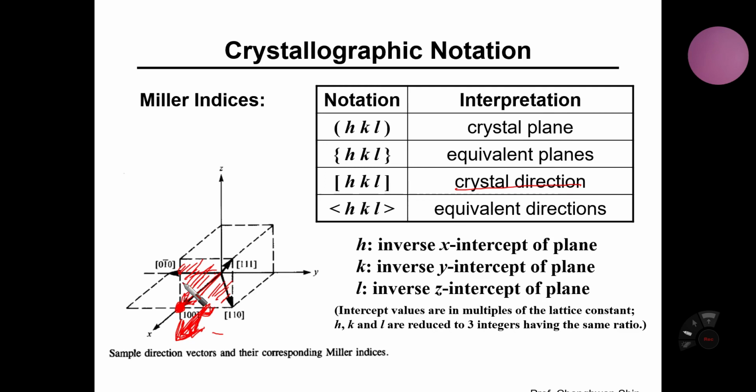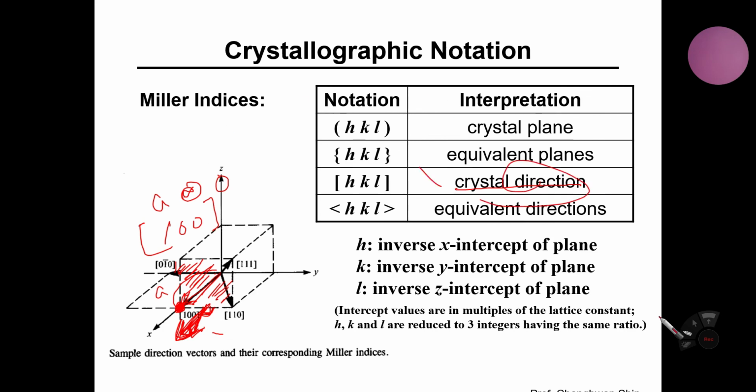So in this case, this distance is a, right? And the yz direction is running in parallel to this vector. So a, 0, 0. Okay, and take the simplest integer. So we can say that it is the 100 direction. But instead of using small parentheses, we are using a bracket to indicate direction.